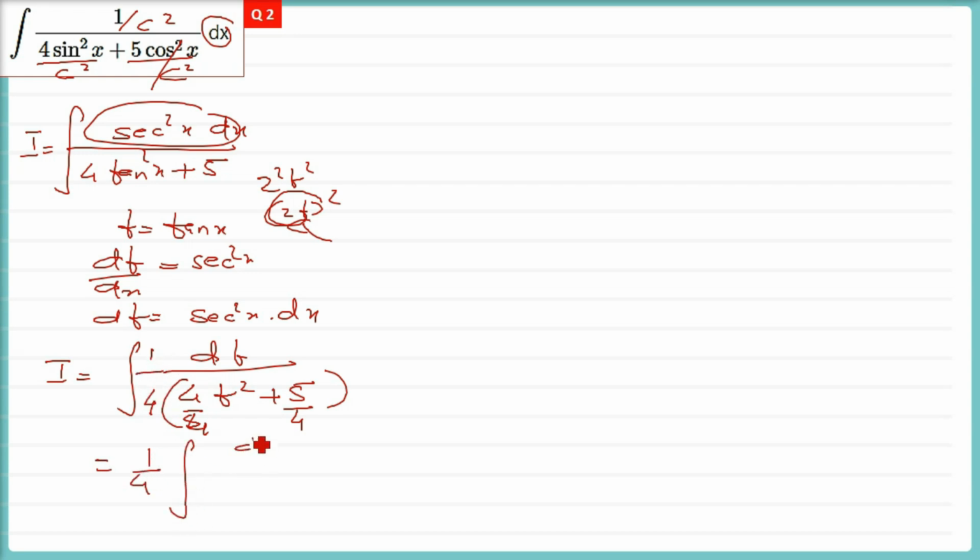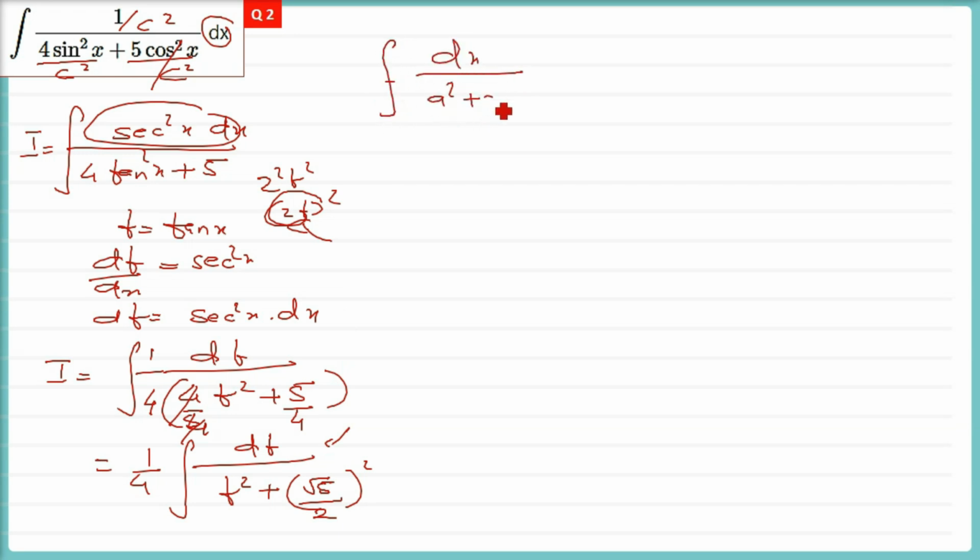And this is dt, and this 4 gets cancelled. So you have t square, and then 5 by 4 we need to make into a perfect square. For that we will write root 5 whole square, and 4 of course will be 2 square, so root 5 by 2 whole square. This direct result we already know. Integration of dx by a square plus x square is 1 by a tan inverse x by a plus constant of integration.